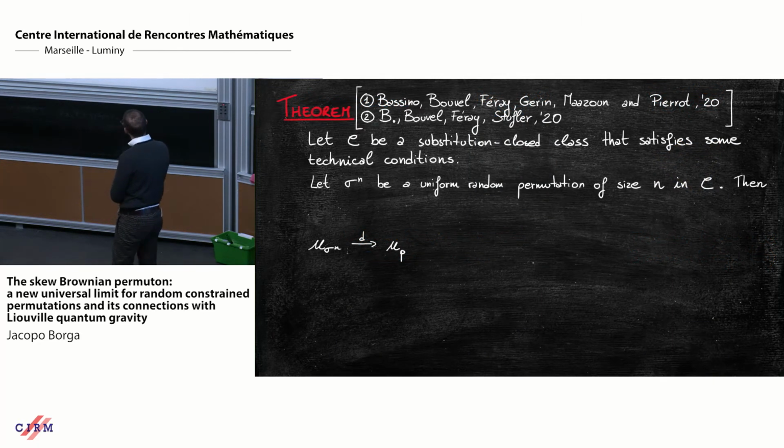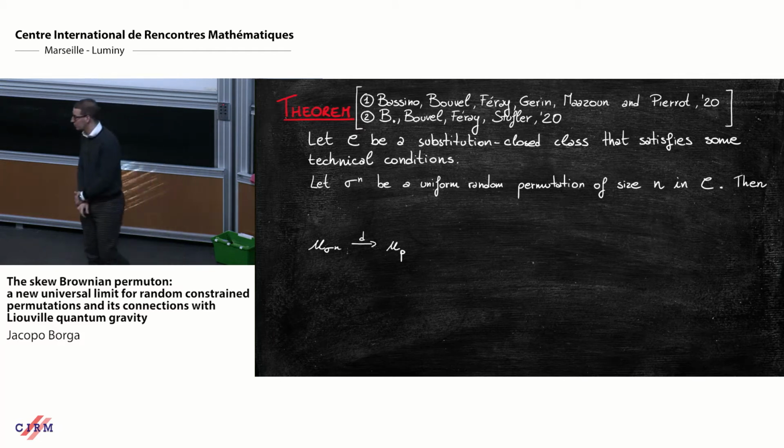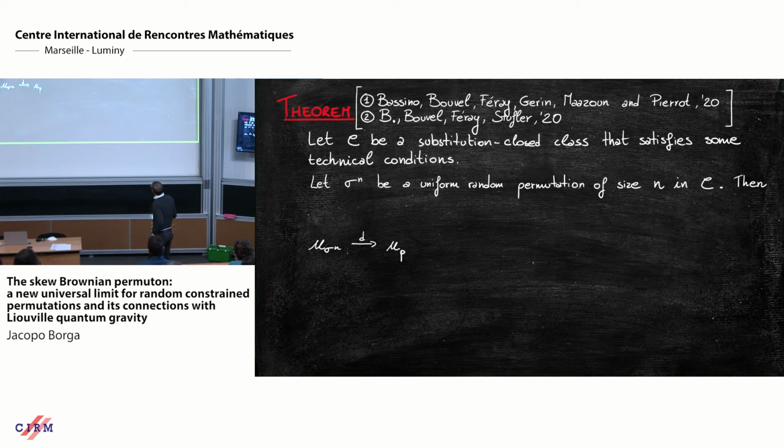And this is the first case where a non-deterministic limiting object was discovered. And it was discovered by Bassino, Bouvel, Féray, Gerin, Maazoun, and Pierrot in 2020. First in the case of separable permutations, and then in the case of substitution closed classes. So let's see a substitution closed class.